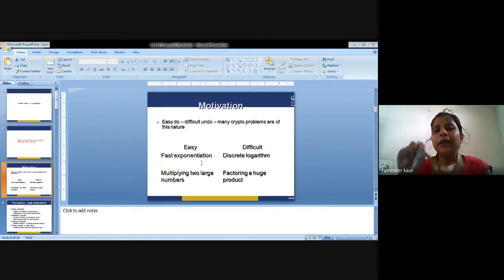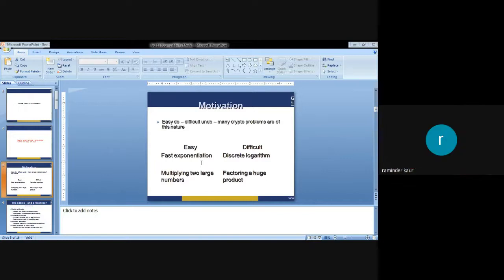Next is multiplying two large numbers. Multiplying two large numbers means that in various algorithms we are supposed to choose large prime numbers, complex prime numbers. For example, 53, for example, 51. So these numbers could be used so that we can perform various operations in order to secure our data.